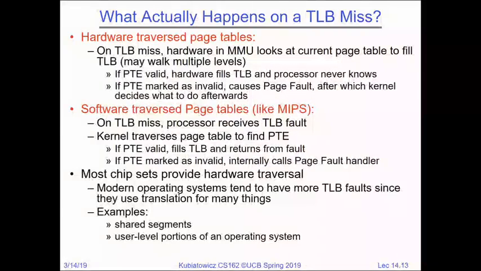Okay. Most chipsets give you hardware traversal these days. Okay? And the reason is, as you look at more and more interesting operating systems, they often have lots of address spaces, many different pages are translated in different ways, and so in potential there's a lot of TLB misses because they're doing sophisticated stuff, and therefore the hardware traversal makes it faster. Okay? All right, questions?